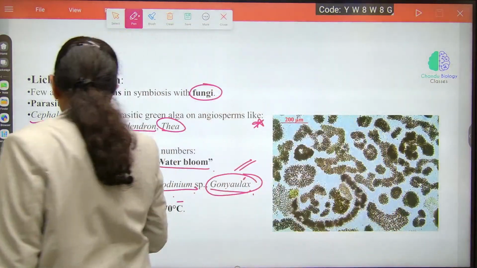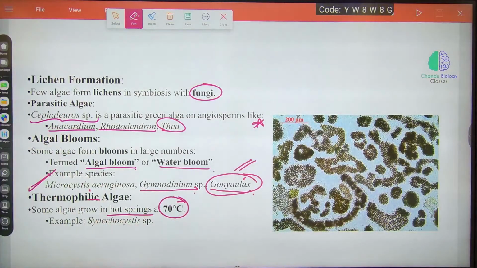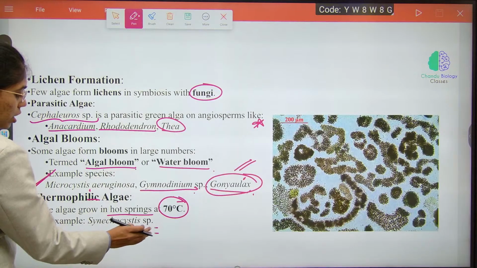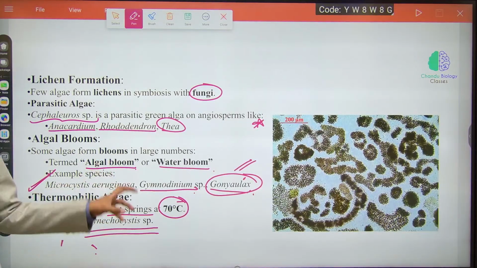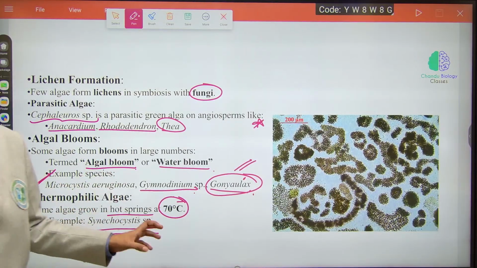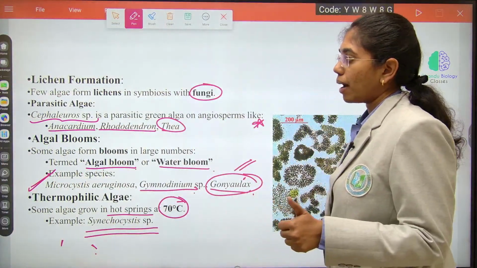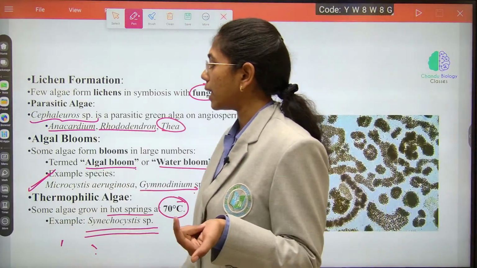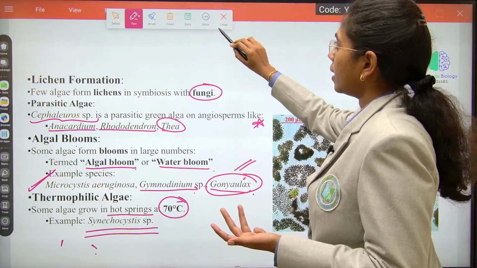Next is about thermophilic algae. Some algae grow in what? Hot springs at 70 degrees Celsius. For example, Synechocystis. This is the example for what? Thermophilic algae, which live in the hot springs, whose habitat is hot springs. Clear till here? Lichen formation, algae as parasitic algae, algal blooms and thermophilic algae. Next.